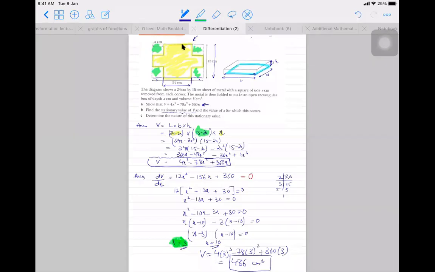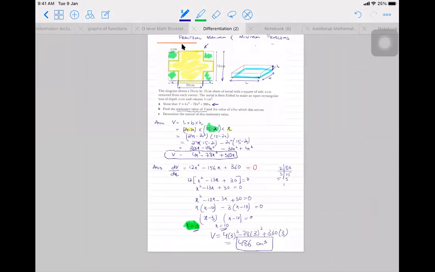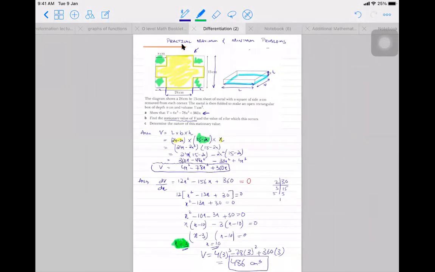Now, the question was why not 10 and why 3? The reason being that one of the dimensions of this rectangular box was coming out to be 15 minus 2x. If I take x as 10, this means 15 minus 20, negative 5. Can the width be negative 5? No. That is the reason we are going to neglect the value of x as 10, and we are going to pick 3.